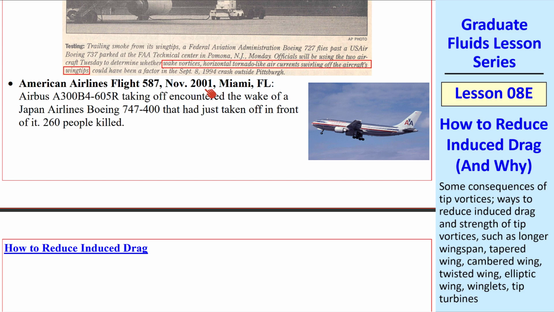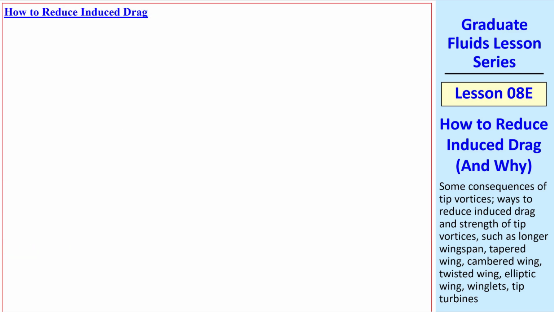More recently, in 2001 in Miami, an Airbus A300 was behind a Boeing 747. 260 people were killed in that crash, again due to the tip vortices. So, because of all these consequences of tip vortices, how do we reduce the induced drag and the tip vortices? First, I'll comment that you cannot eliminate induced drag entirely.